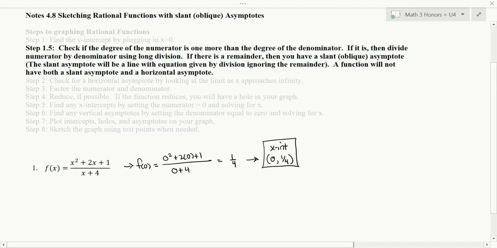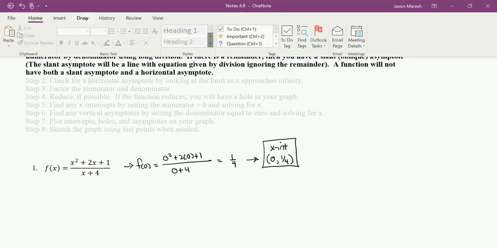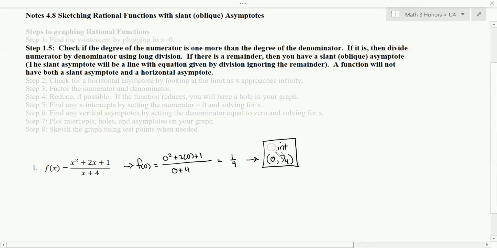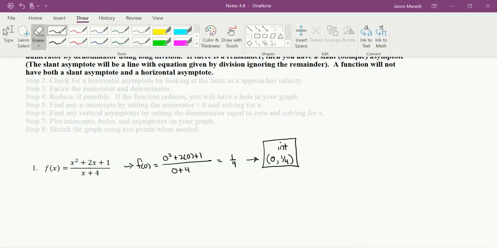So then our new step is... I meant y, yeah. Thank you. Minus 0.5 points for Mr. Marsh there. Okay.